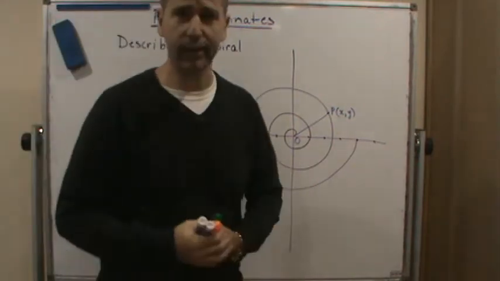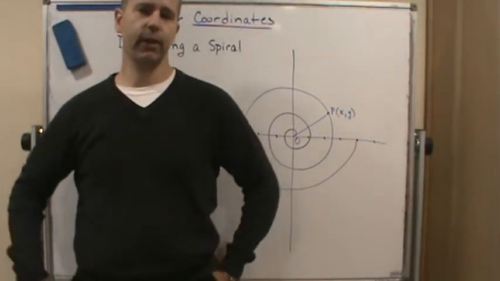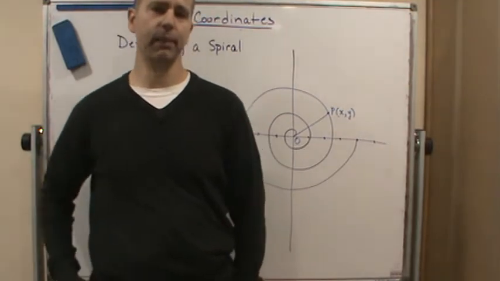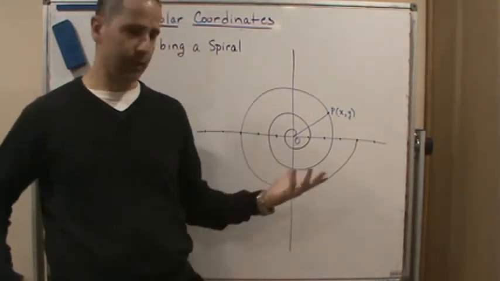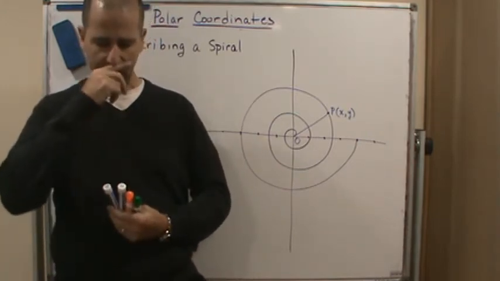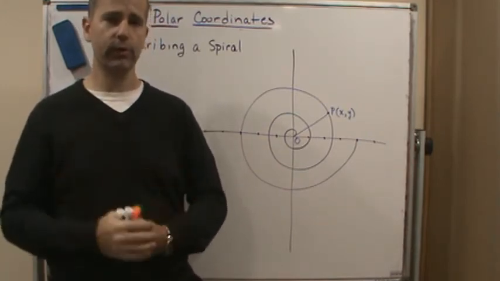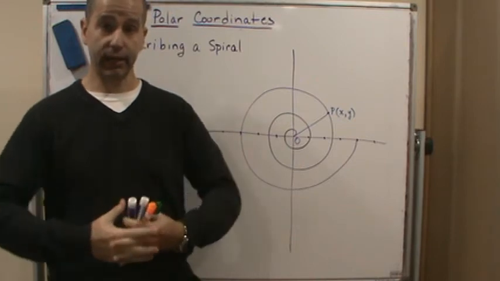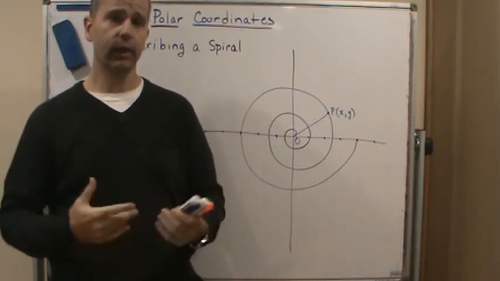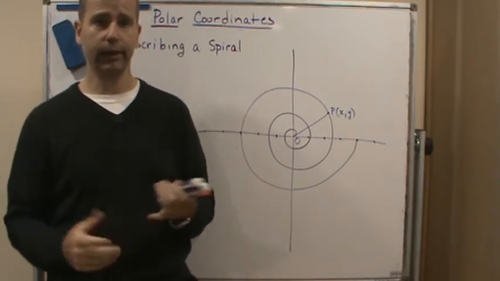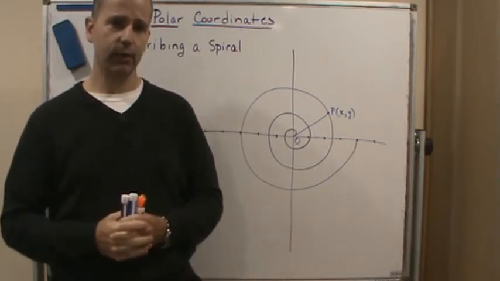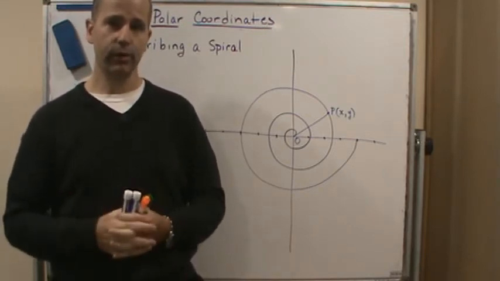Okay, so welcome back. So now what we're going to do, in this video, is start talking about describing a spiral. Spirals are common polar curves, not parametric, that we will study and that come up a lot in nature. For example, the Nautilus shell, right?